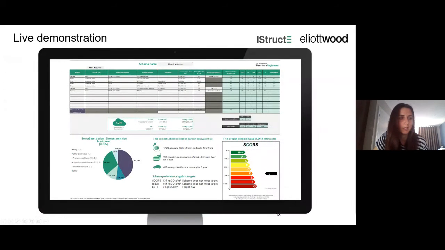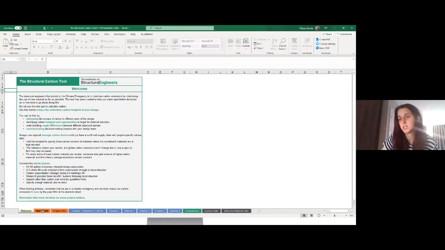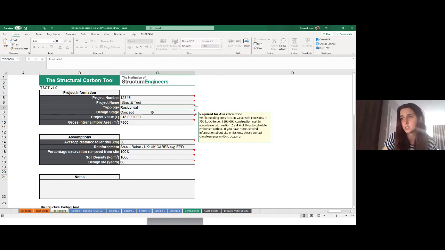So on to a very quick live demonstration now. As I explained, the first two orange tabs are just information about the tool, what its purpose is, how to use it. The project info page is the first tab where you actually have to enter basic project information here. You can select a typology. These are only used for the comparison with targets, so there's only a few typologies, so pick the one that's closest. Project value is important, so it's the whole building construction value, and that's required for the A5A calculation.